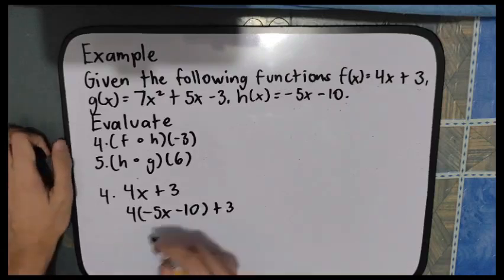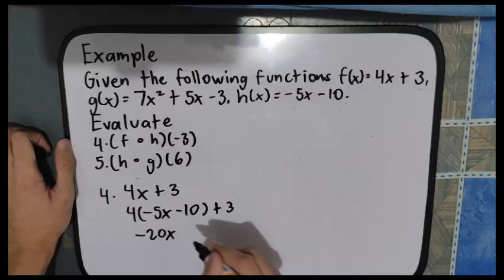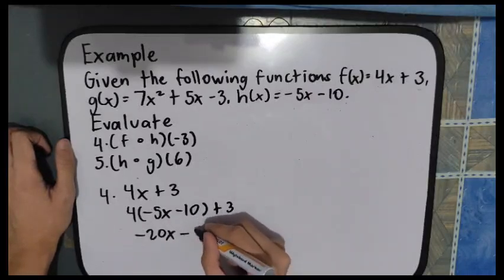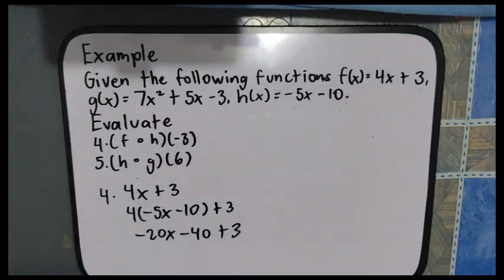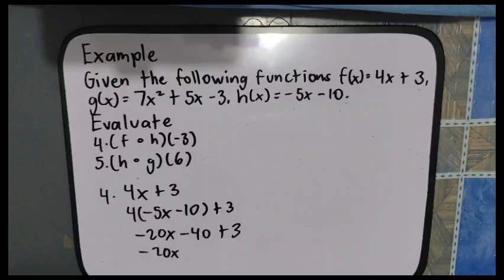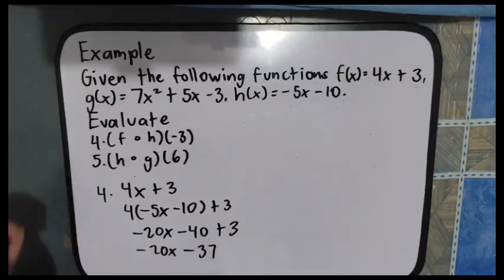So 4 times negative 5x, we have negative 20x. Then 4 times negative 10, we have negative 40. Then copy 3. Then we're going to combine like terms. So copy negative 20x, and then combine negative 40 with 3. Negative 40 plus 3, we have the answer of negative 37.